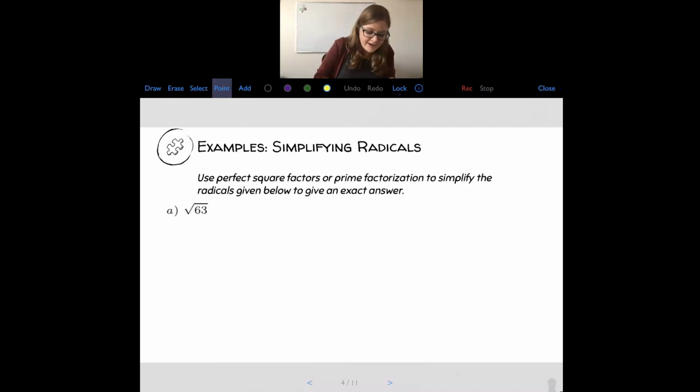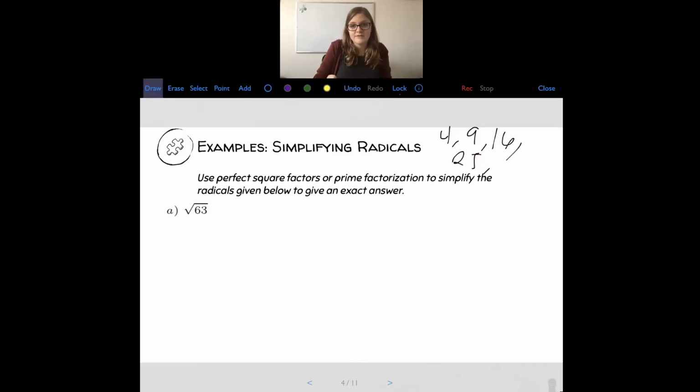Okay, so perfect square factors means that you write down all the numbers that can multiply to give 63, and you look at which set has a perfect square in it. And what I mean by perfect squares is 4 is a perfect square, 9 is a perfect square, 16 is a perfect square, 25 is a perfect square. Okay, and the reason these are perfect squares is 2 squared is 4, 3 squared is 9, 4 squared is 16, 5 squared is 25, and so on and so forth.